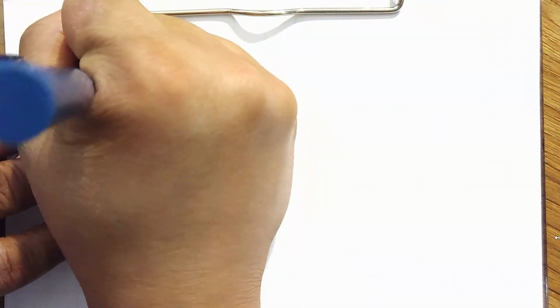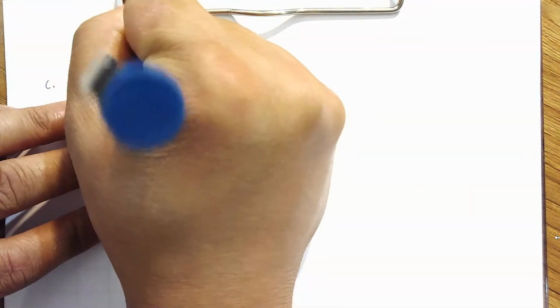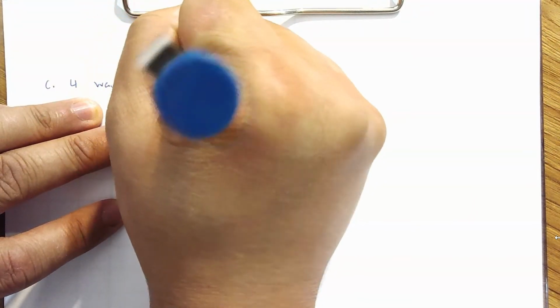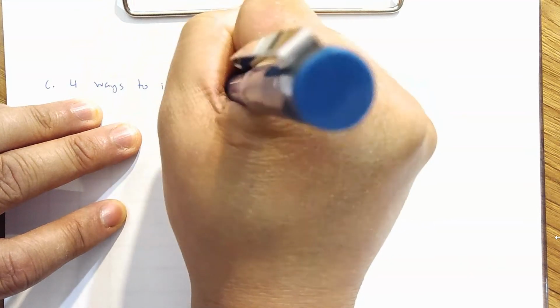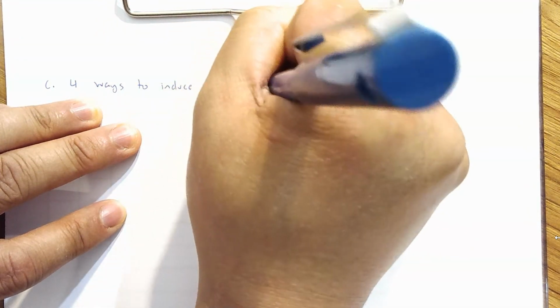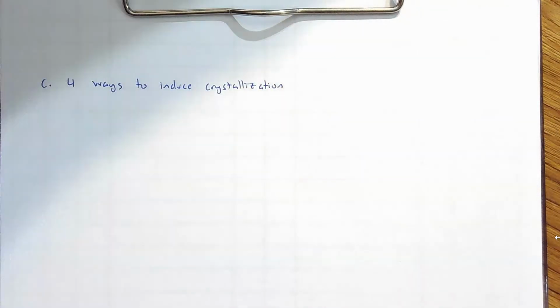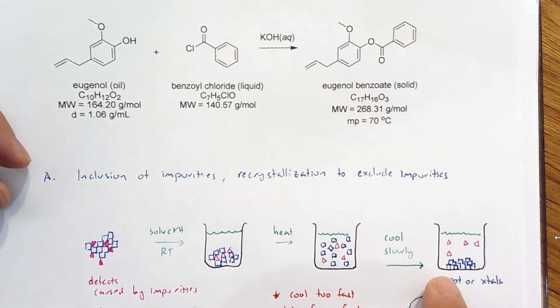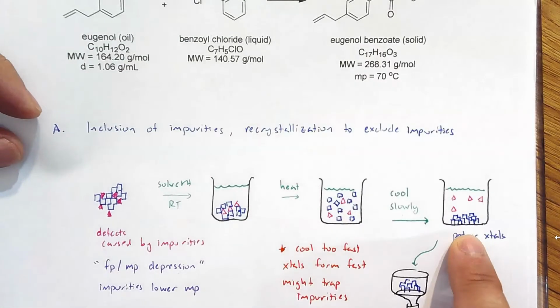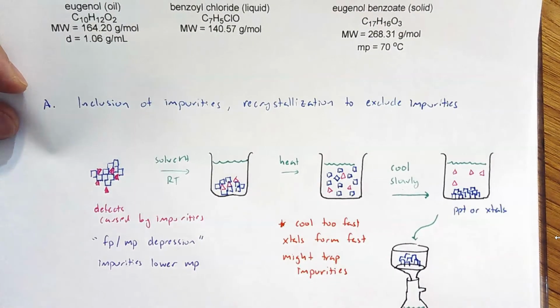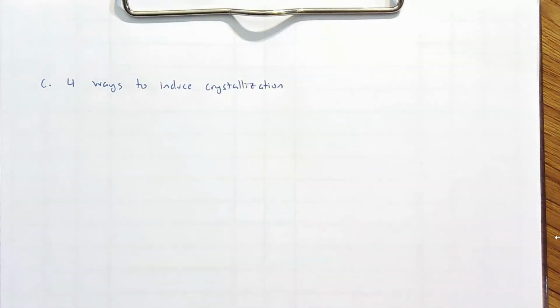This is C. Four ways to induce crystallization. A lot of work has been expended, and when you get to a point where you see no precipitate, it gets a little bit frustrating. But don't worry, your product's in there. We just have to coax it out of solution somehow, convince it to come out.